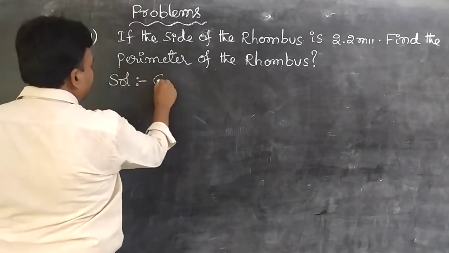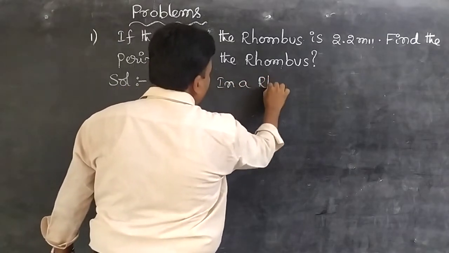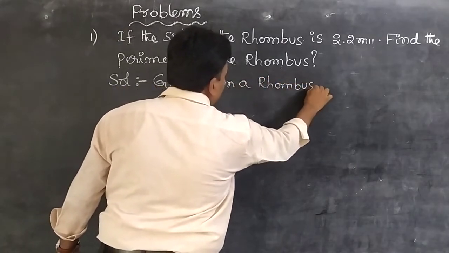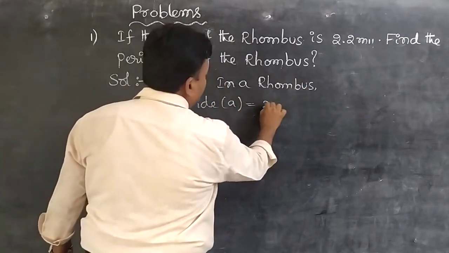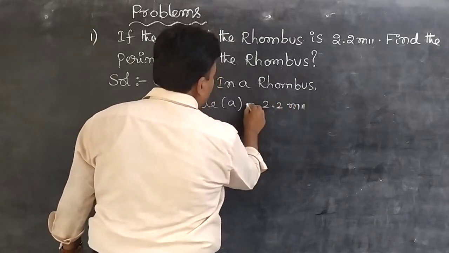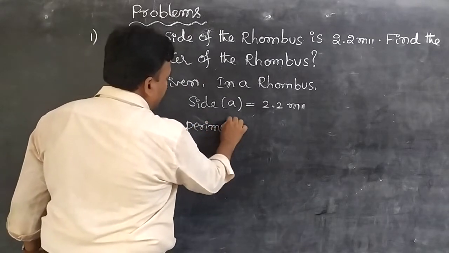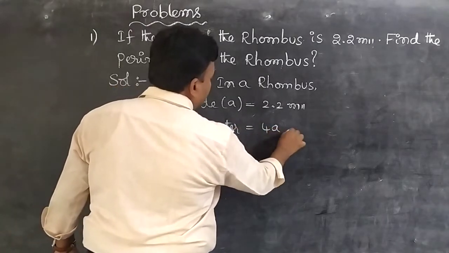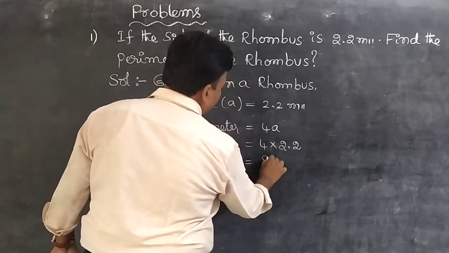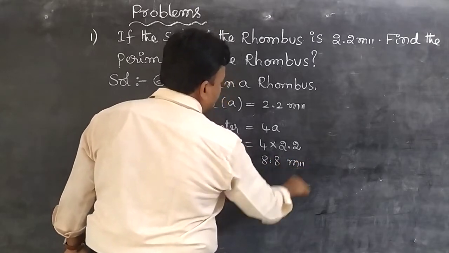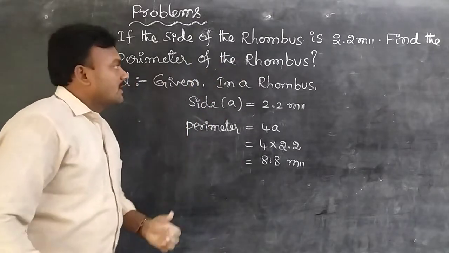Solution given. In a rhombus, side a equals 2.2 meters, right? So perimeter equals 4a. That is 4 into 2.2. Okay? So that implies 8.8 meters. 8.8 meters. This is the solution of the given problem, students.